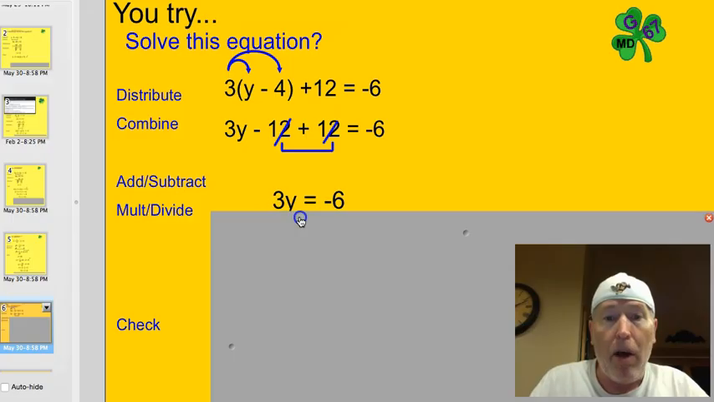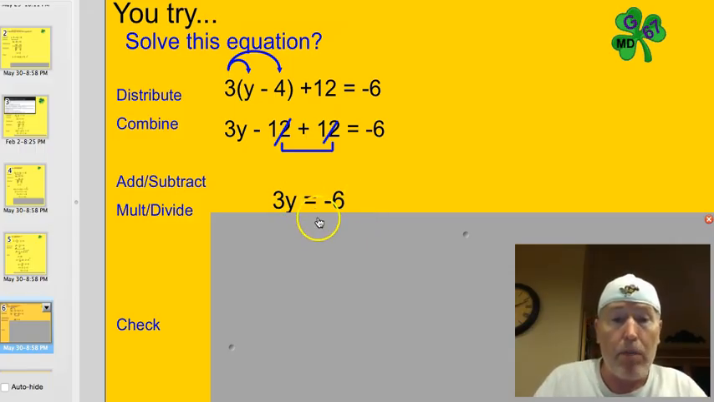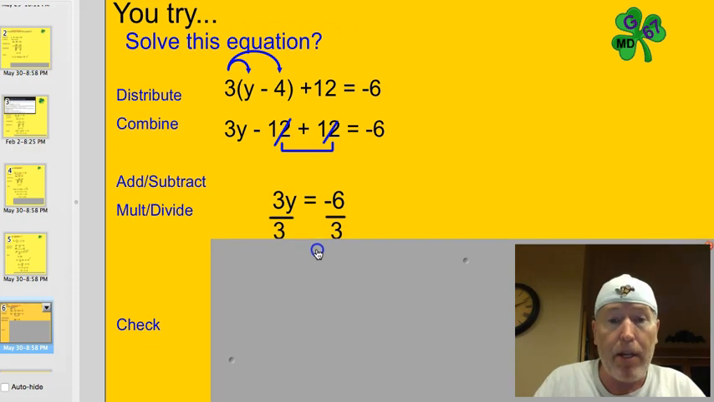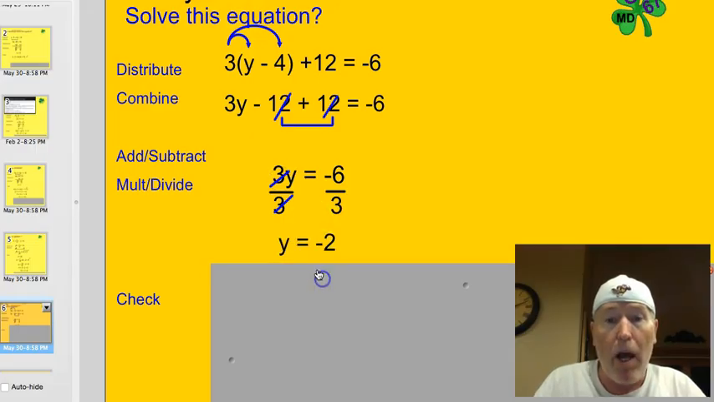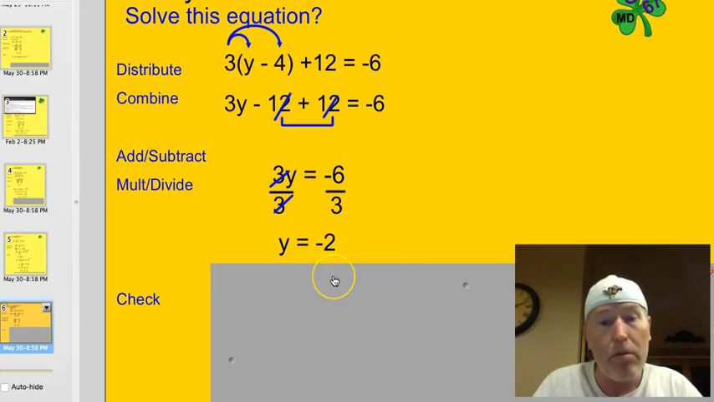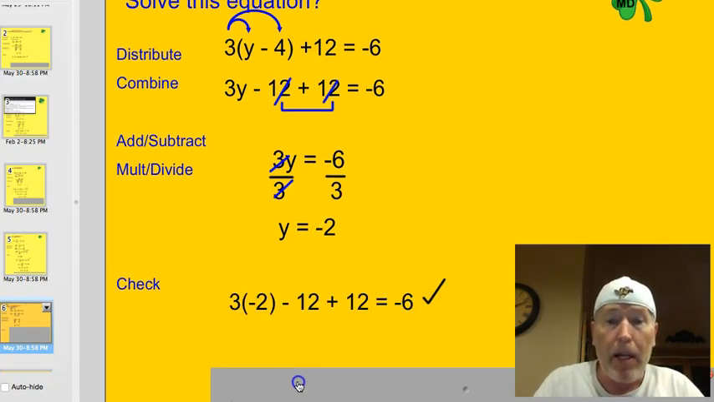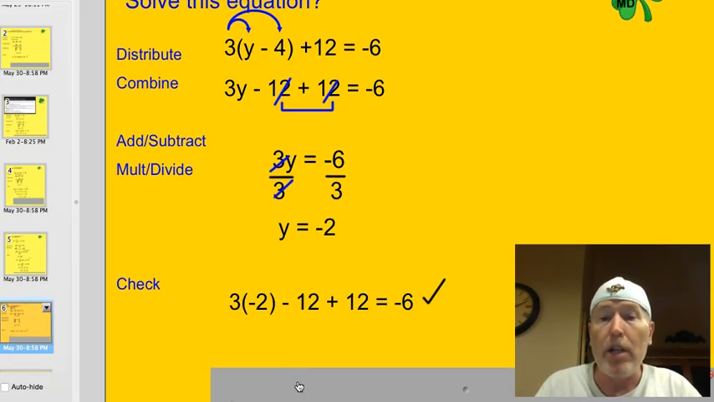So now I've isolated this down to 3y equals a minus 6. Well, that's a multiplication, so I can divide by 3 to isolate that a little bit further. These guys will cross off, leaving me with just y is equal to -6 divided by 3, which is a -2. Pop that in. You can see that the answer checks out.